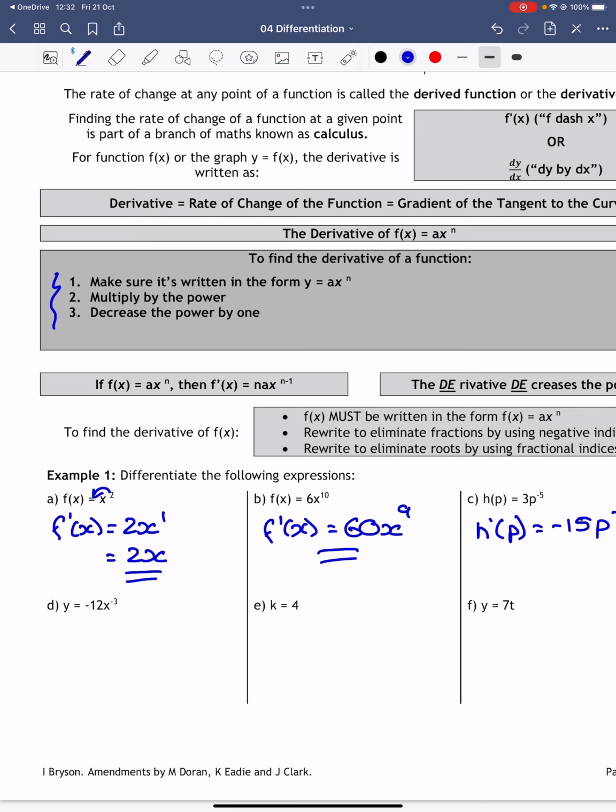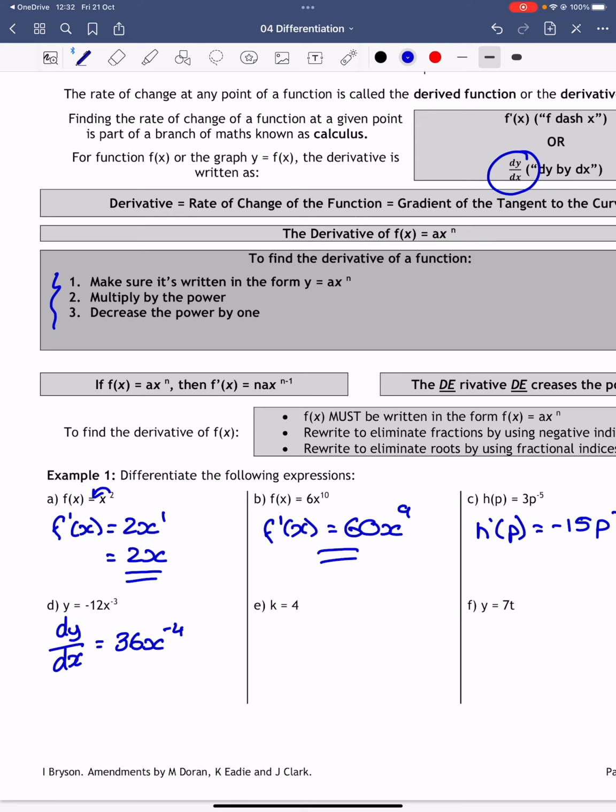The next notation, so this is of the form y equals. If it's going to be y equals, then the notation for that is going to be dy by dx. So I'll say that dy by dx is going to be minus 12 times minus 3 gives me positive 36 x to the minus 4.